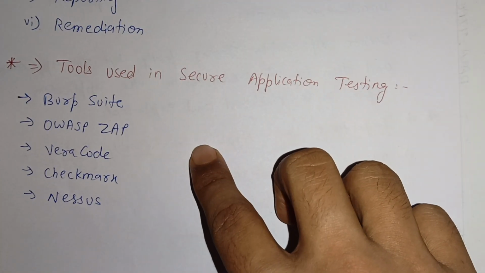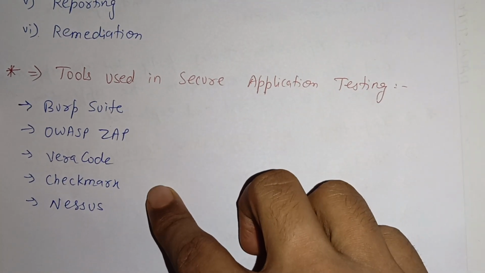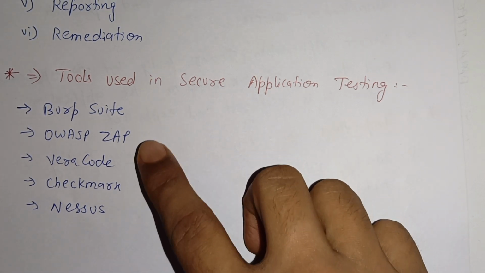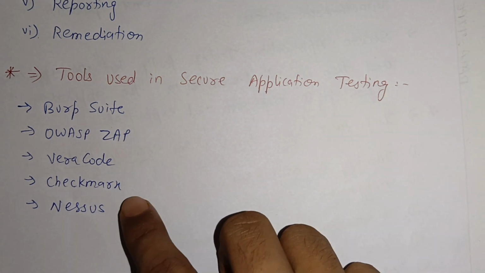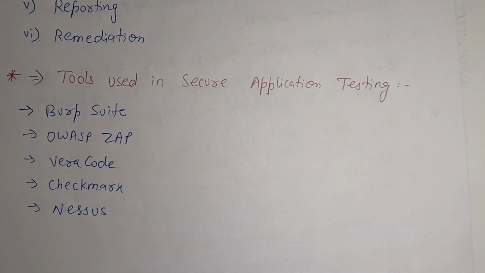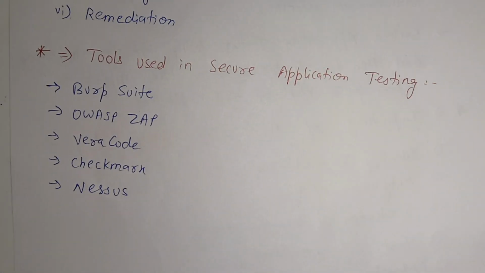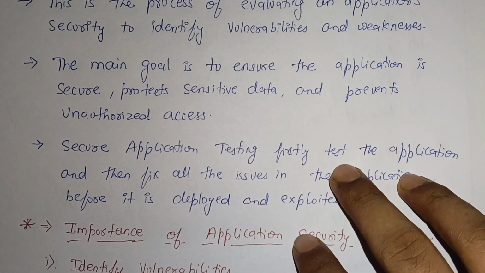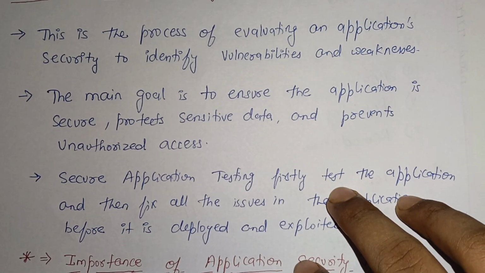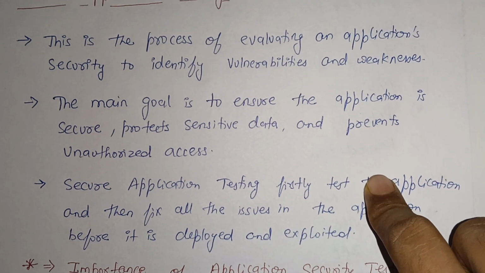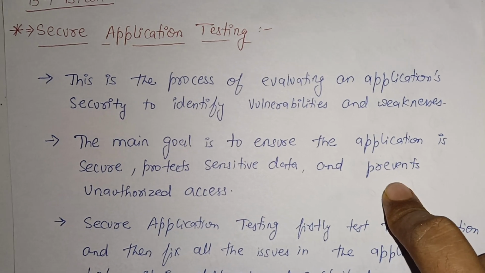Now, I have given some examples of tools used in secure application testing, like Burp Suite, OWASP ZAP, Checkmarx, and Nessus. These are some of the tools used in application testing. Basically it is for the security of the application. And if there is any vulnerability or any issue in the application, then this secure application testing is used there.